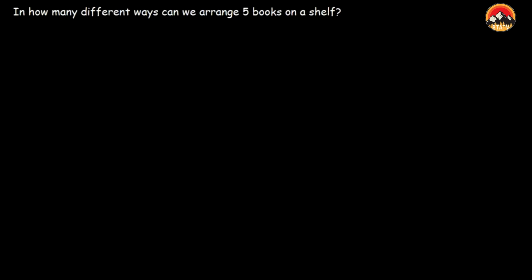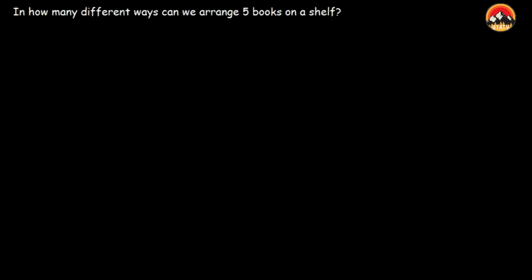In how many different ways can we arrange 5 books on a shelf? How is this problem different from the last problem? And is it still a permutation? Well, we're still trying to arrange books, so the order matters. It's still a permutation. But you can use the fundamental counting principle to get the answer.